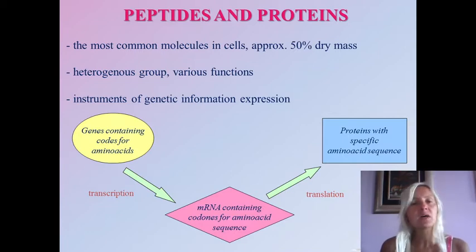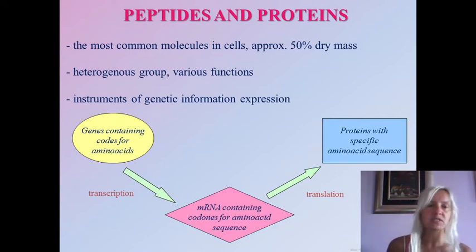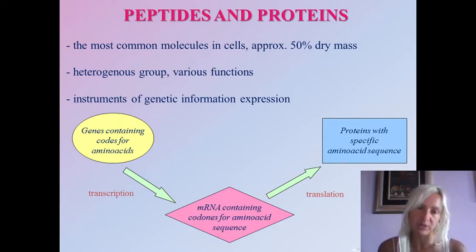So you see that there are numerous functions, and you can assume that the structure of these proteins is probably pretty diverse. Also, we can say that proteins are instruments of genetic information expression, and I'm going to explain this statement with the figure presented on the slide. You all know that genes in our DNA contain codes for amino acids, triplets of nitrogen bases or nucleotides, which are called codes, and they define which amino acids are going to be incorporated in the molecule of protein. This is achieved through two processes.